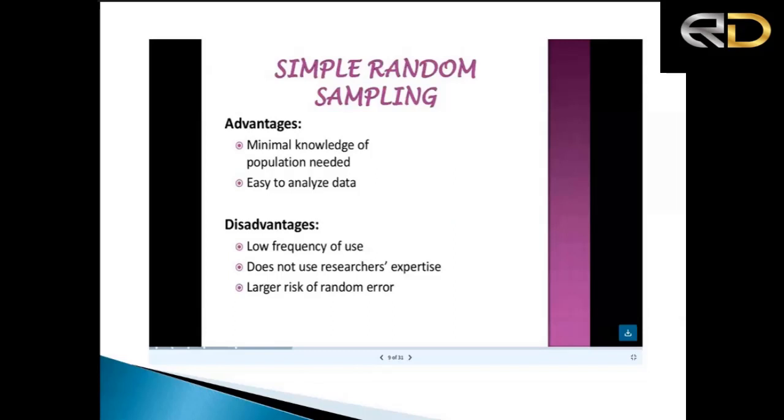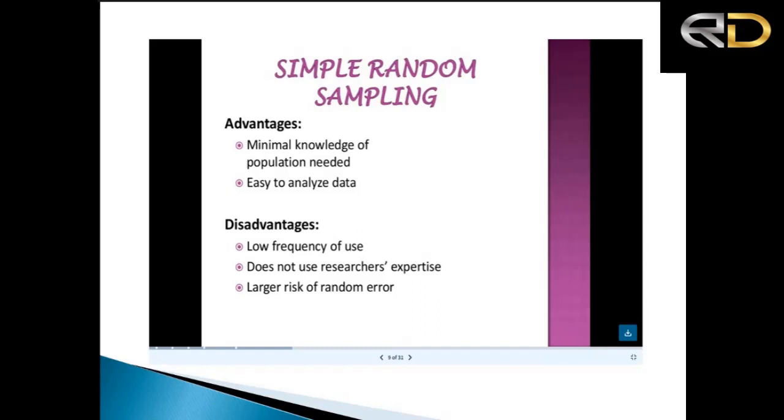So what are the advantages of this simple random sampling and what are the disadvantages? The advantage is that minimal knowledge of the population is needed, because we know that all are similar. So we have to select randomly any unit of the population. And it is easy to analyze the data because outliers are not there in the data. Some extreme observations are not in the data. So it is easy to analyze the data.